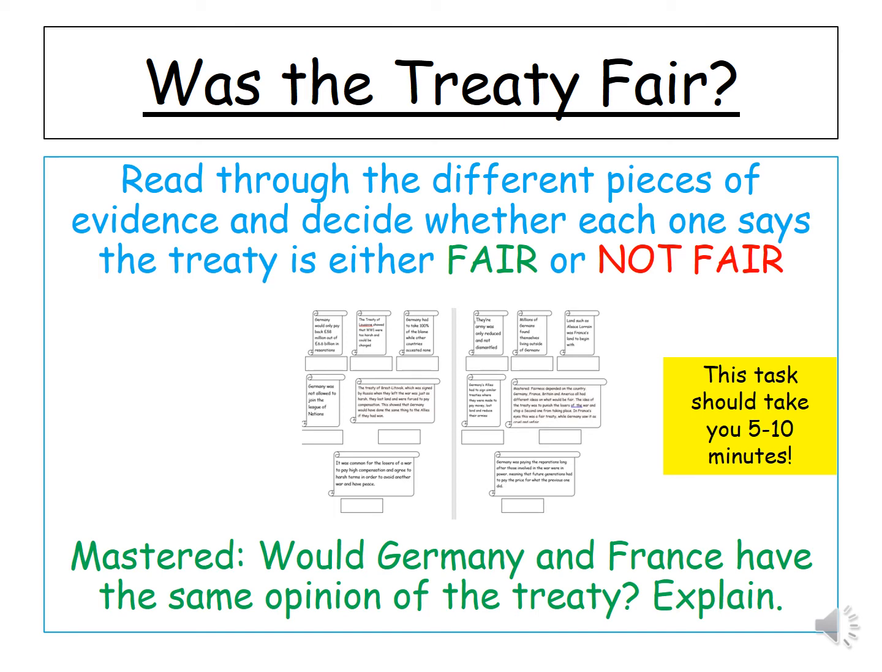If you'd like to challenge yourself, at the bottom there's a mastered task and it says, would Germany and France have the same opinion of the treaty or would they feel differently? We'd like you to write a few sentences where you tell us what you think, and remember to back up your opinion with evidence.